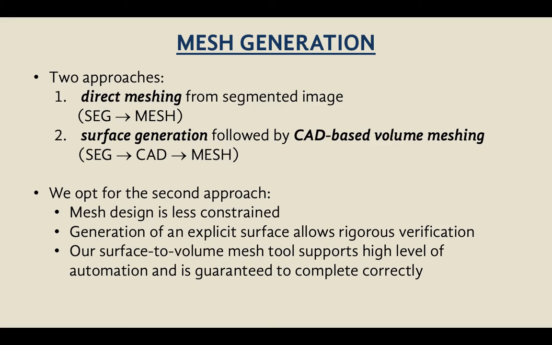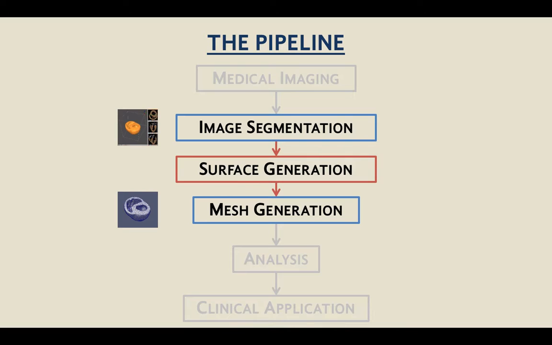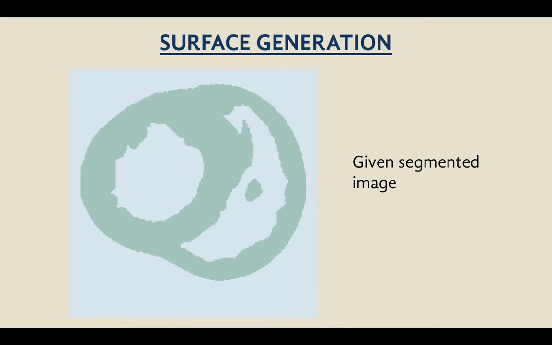Mesh design is less constrained in the sense that if we want to remesh to track certain solution features in time, or we want to do mesh refinement, it makes more sense to have a valid surface first. And we can do rigorous verification of that surface. And lastly, we have a surface to volume mesh tool that supports a high level of automation. So I'm going to sneak a surface generation sub-step in here, and essentially what we're looking for is starting with a segmented image to produce a valid watertight surface in the form of an STL or Stanford polygon or VTK file type, to be fed into a volume meshing tool.